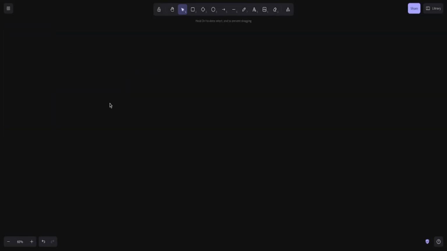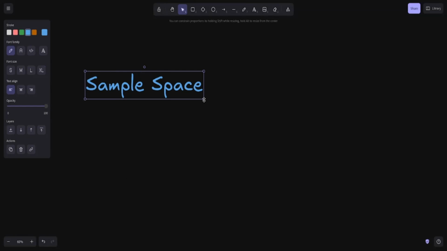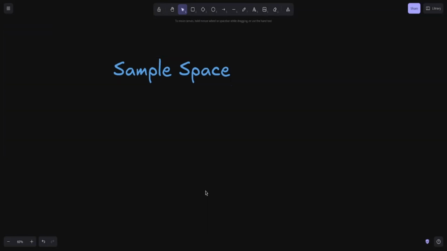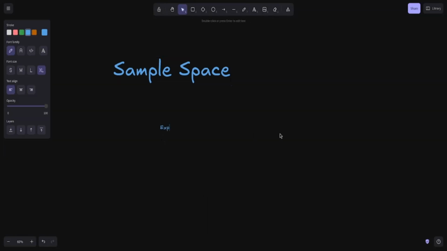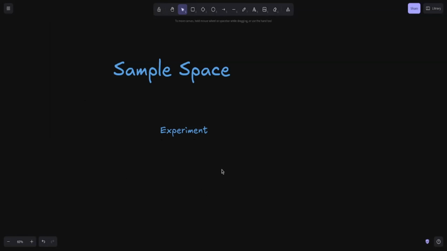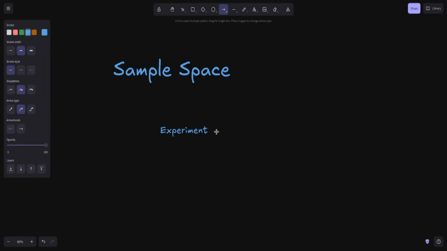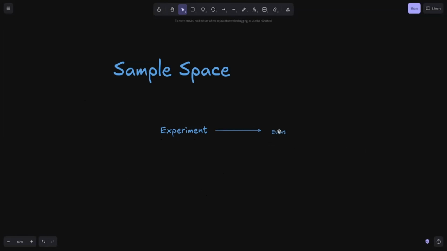So sample space, what do you think sample space is? Let's say we are having an experiment. What do I mean by experiment? An experiment is something which you perform, right? So if I'm tossing a coin, or rolling a dice, that's an experiment that we do, and from the experiment we get something called the event. So let's say something has happened.